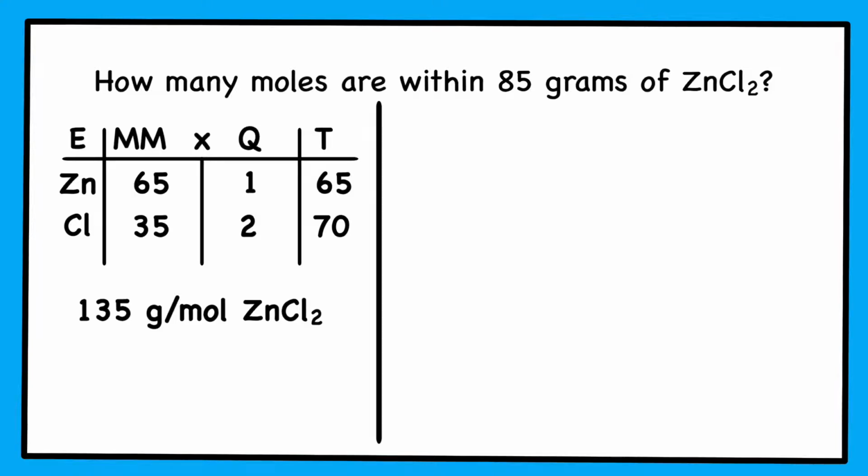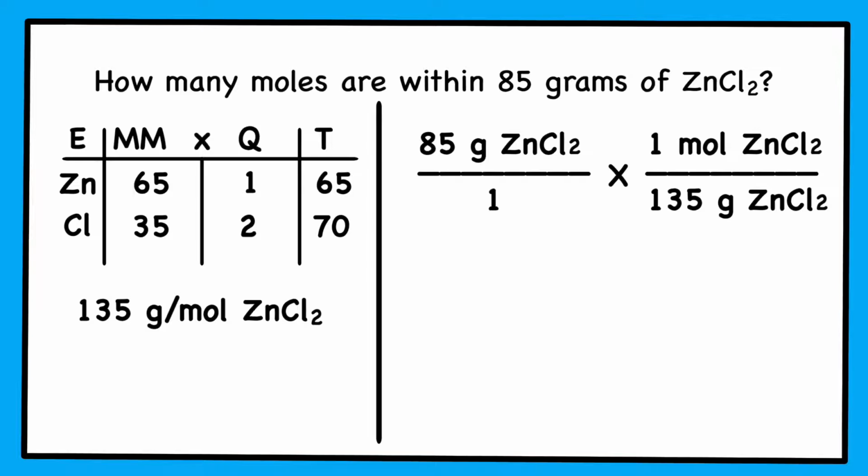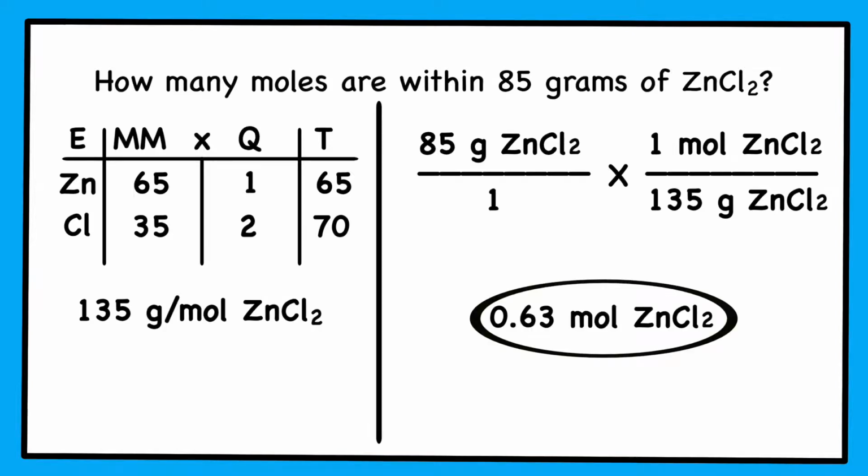Now that we have our molar mass of our compound, we can set up our equations. We take what we know and put it over 1. So we are given 85 grams of zinc chloride. This means we take our 85 grams of zinc chloride and put it over 1. Now in order to convert to moles, we are going to have to use the relationship of 1 mole of zinc chloride over 135 grams of zinc chloride. This gives me that there are 0.63 moles of zinc chloride present within these 85 grams of zinc chloride.